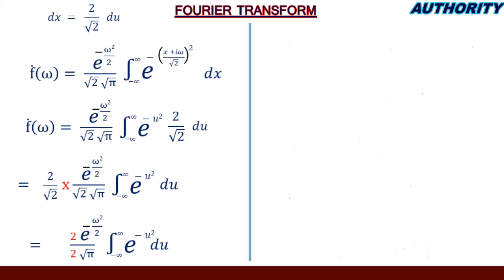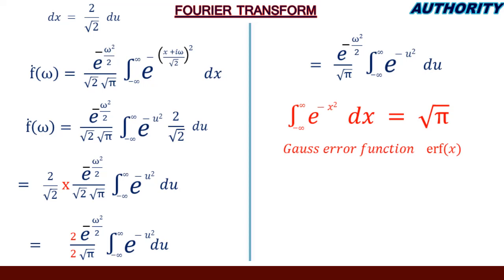Good. So here we are going to have e raised to the power of minus ω squared all over 2, all over square root of pi, the integral from negative infinity to positive infinity of e raised to the power of minus u squared du. Look at this. The integral from negative infinity to positive infinity of e raised to the power of minus x squared dx is actually what we call the Gauss error function.